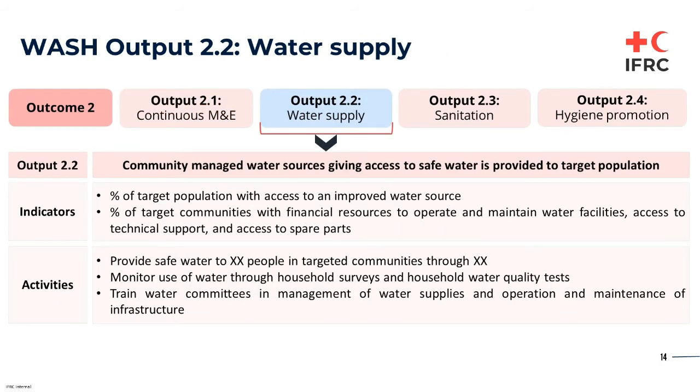Output 2.2 is about community-managed water sources. The indicators and activities all imply longer-term water supply solutions. So if you're planning to do, for example, community-level rainwater harvesting systems or gravity-fed systems, you can opt to select this output. Similarly, the XX in the activity should be completed if they are selected in the EPOA.